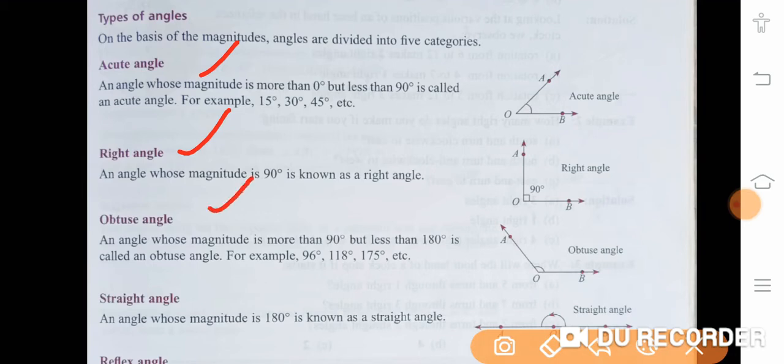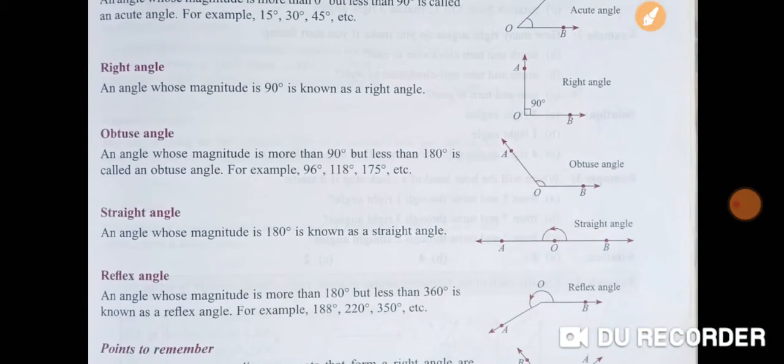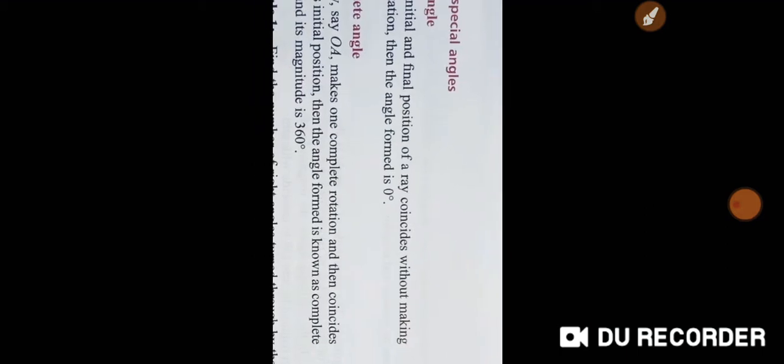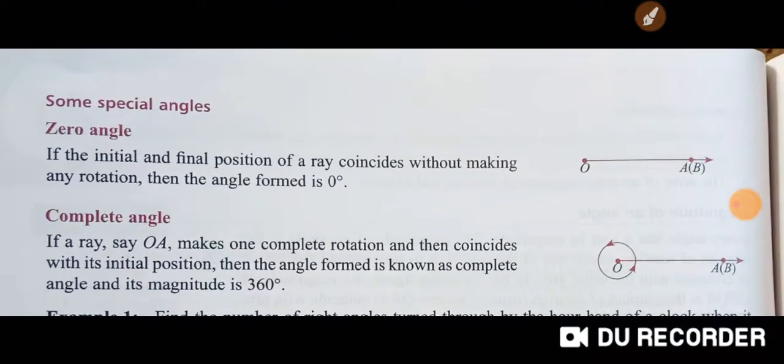Third, obtuse angle. Next one is the straight angle. And last one is the reflex angle. Now, some special angles we have, in which the first one is the zero angle, and the second is the complete angle. What is zero angle, my dear?